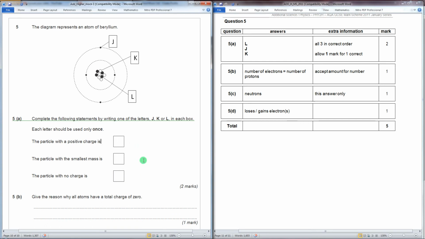Most common mistake on this question is just mixing up L and K, because unless you really think about it, you could easily get those mixed up.